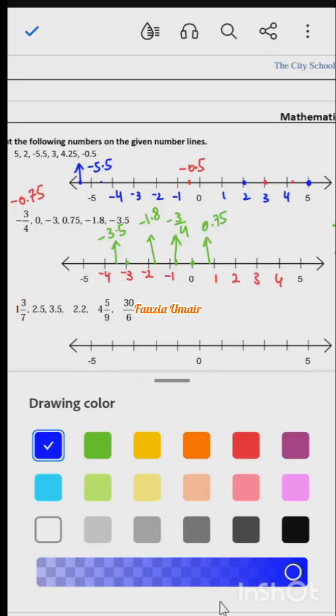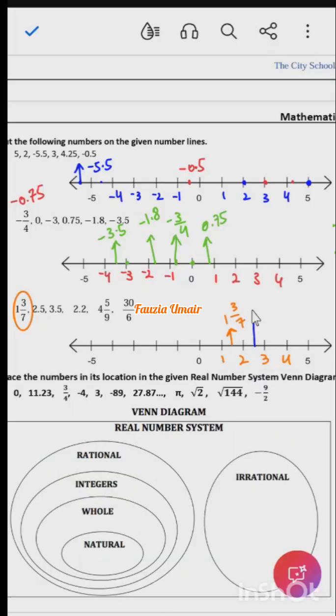2.5. So exactly where? 2.5 in the middle of 2 and 3. Very good. So this is basically 2.5. And 3.5 in the middle of 3 and 4. Very good. So this is 3.5, right?